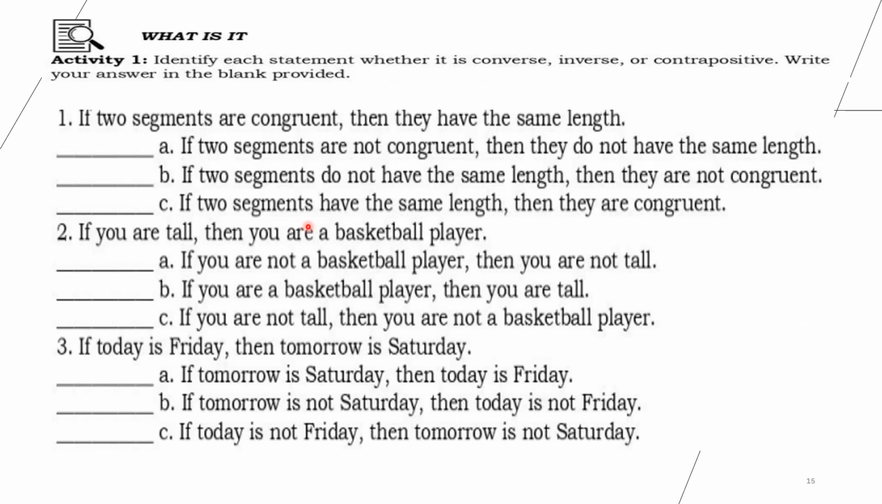Okay, let's try to answer this one. Let's identify whether each statement is a converse, inverse, or contrapositive. Write your answer in the blank. Number one: if two segments are congruent, then they have the same length. So, what is A? If two segments are not congruent, then they do not have the same length. If we analyze this one, it is the inverse.